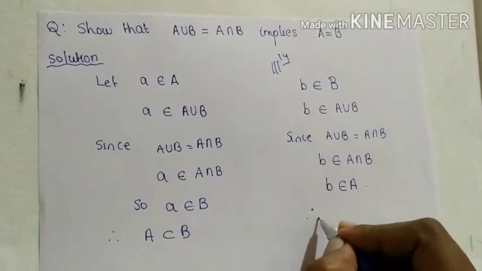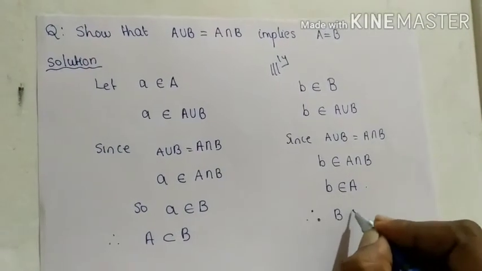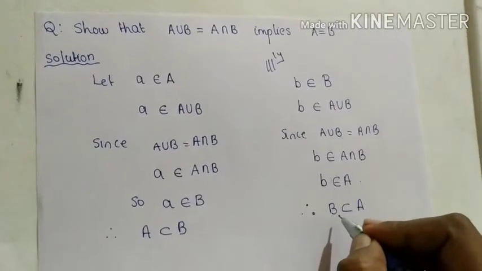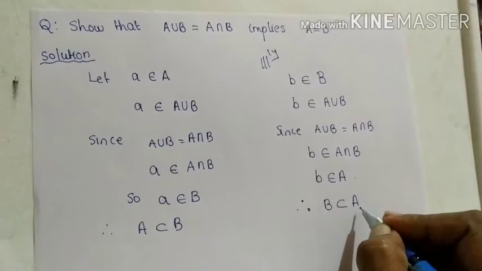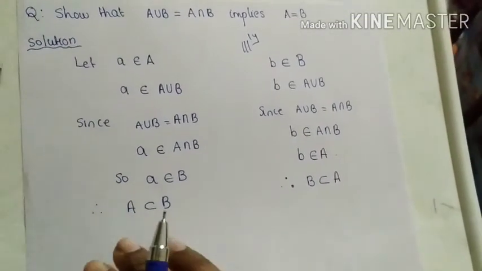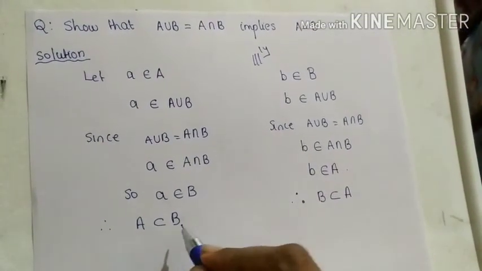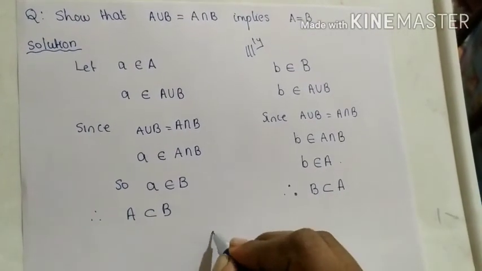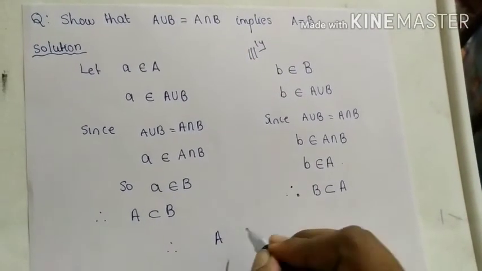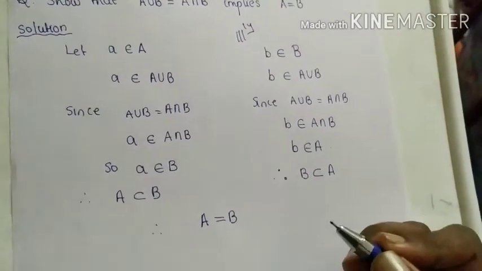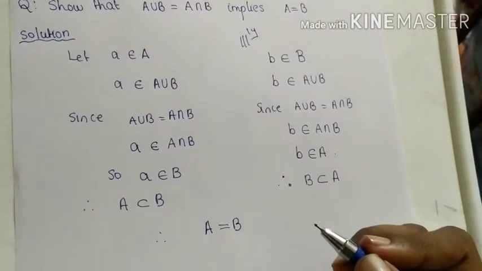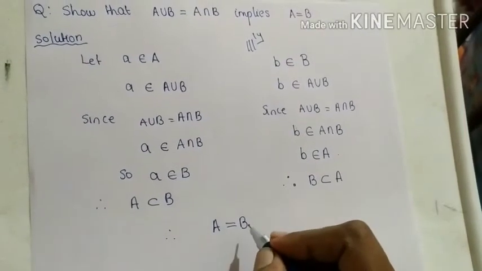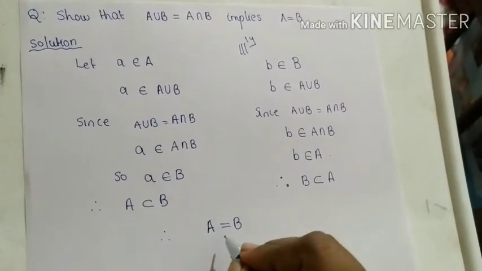Therefore, we get B is a subset of A, if every element of B is also an element of A. Thus, we get both A subset of B and B subset of A, so we can write A is equal to B. Both the sets A and B have equal elements. So we write A equal to B. Hence, proved.